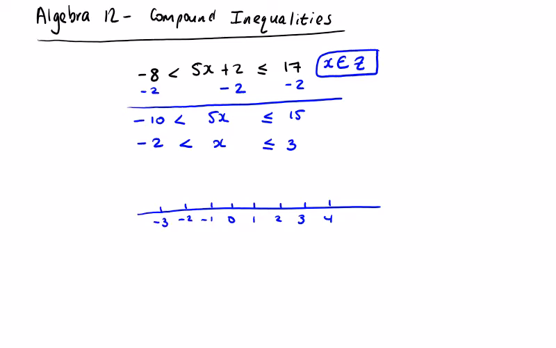We're dotting the lines again. Are we dotting the 3? We are, because it's less than or equal to. We're dotting the 2. We're dotting the 1. We're dotting the 0. We're dotting the minus 1. Are we dotting the minus 2? No, because it's not equal to. Okay, so this is the solution to the first compound inequality.